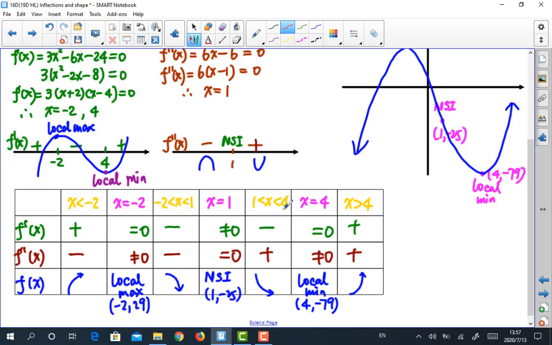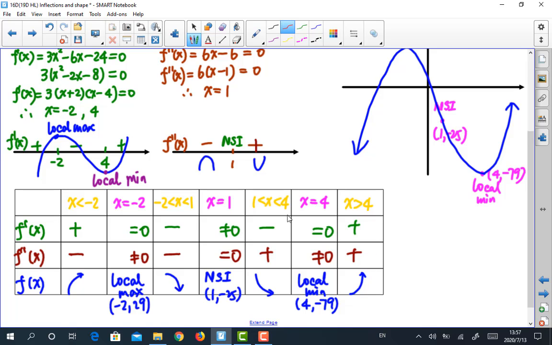When x is between 1 and 4 on this interval, first derivative is negative, second derivative is positive. So original function should be decreasing and concave up. That's the only curve shape we can get for the first derivative and the second derivative signs. So this one, first derivative is 0, second derivative is not 0. From decreasing to increasing, this is a local minimum point. Then x is greater than 4, first derivative is positive, second derivative is positive. So original function should be increasing, then concave up. That's the only curve shape we can determine.